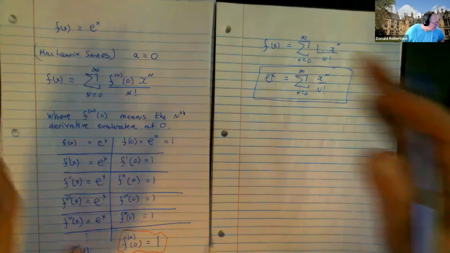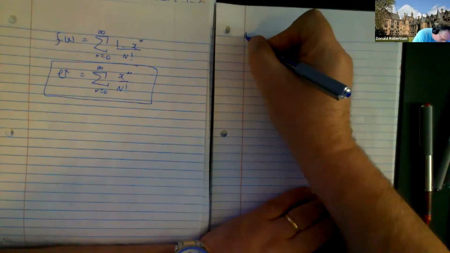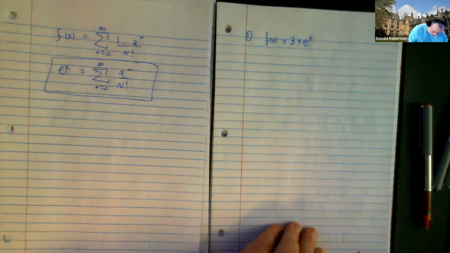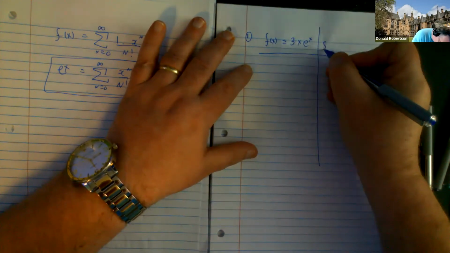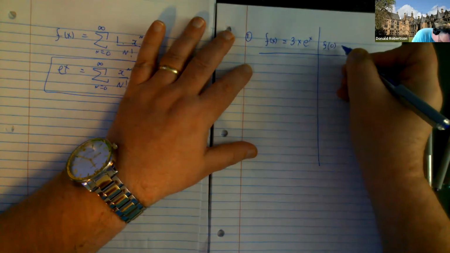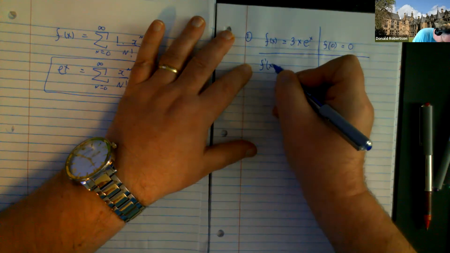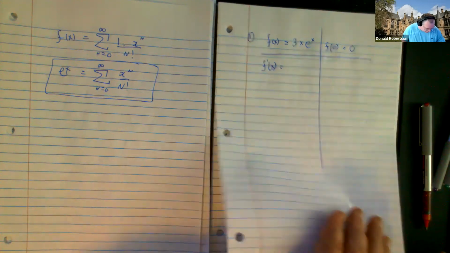So let's try, I need a new page. Let's try a function like number 1. And it's going to be 3x e to the x, okay? And here I'm going to do the value of this function at 0, which happens to be 0. And I'm doing the first derivative. And I'm probably going to have to do some working on the side, which is pretty common.